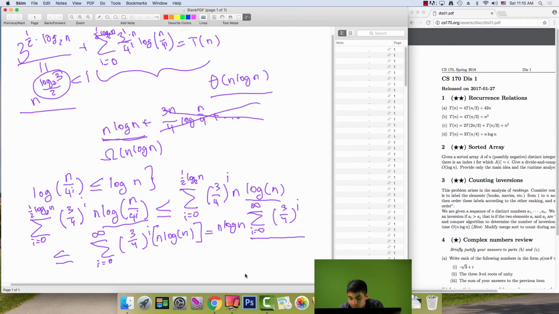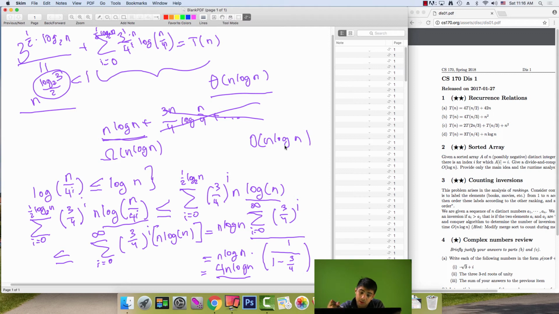And so since this is an infinite geometric sum, we can use the formula for solving infinite geometric sums, which gives us n log n times 1 over 1 minus 3/4, which gives us our final result of 4n log n. And very clearly we can see that this is an upper bound for our original function, and so our original function is O of n log n.